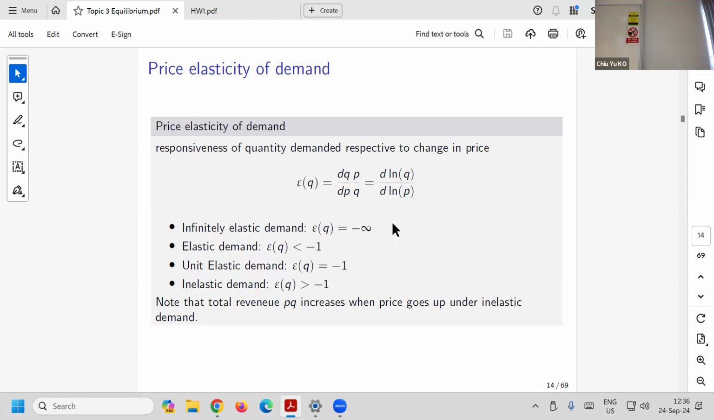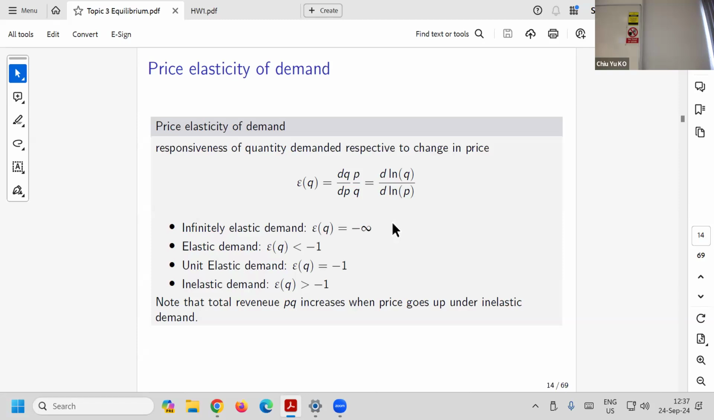This definition just says how much percentage change in price leads to how much percentage change in Q, right? Suppose elasticity is 2, that means a 1% change in price leads to a 2% change in Q. If 1, then it's one to one. If a half, it's like that too. This follows the standard idea from physics, the elasticity of an object: how much force you apply, how much it extends. It's the same concept there.